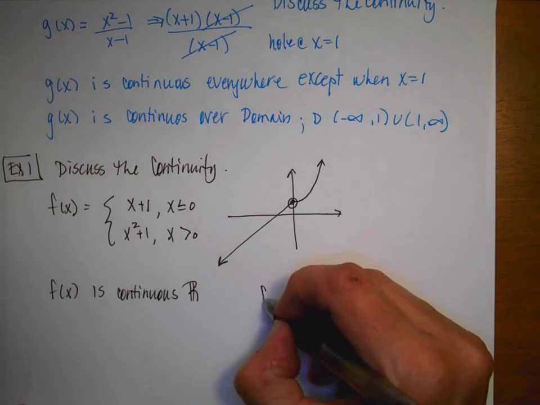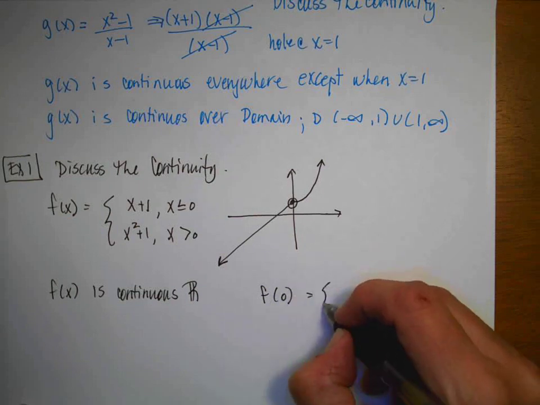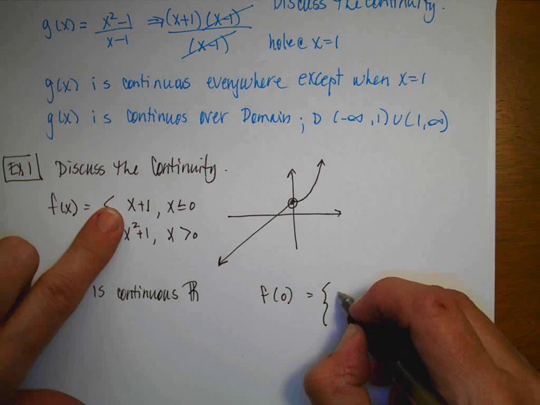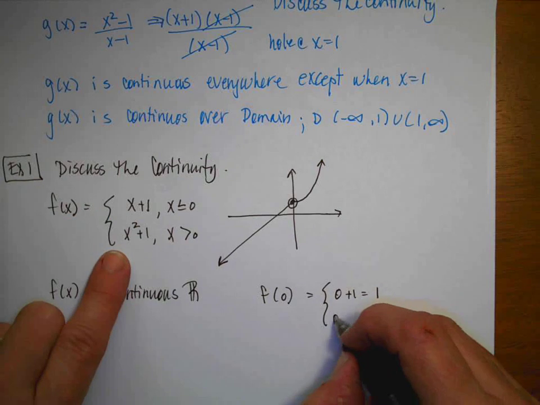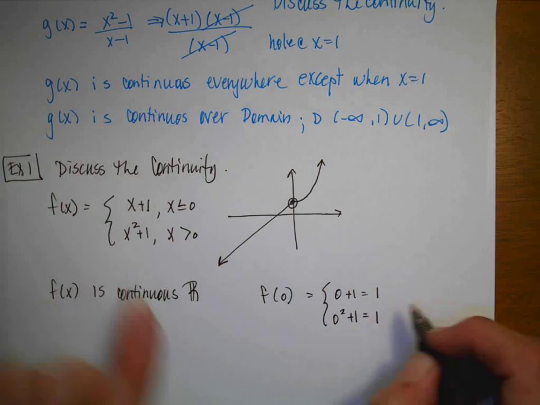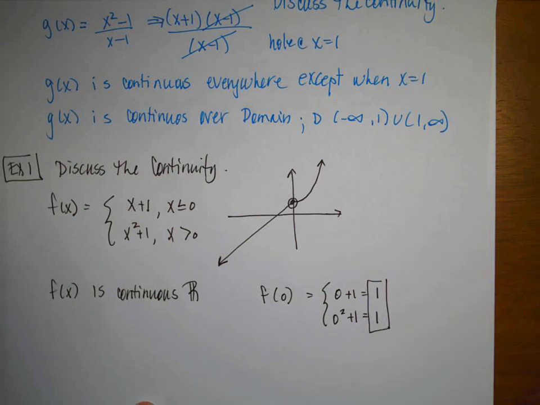And let me show you another way to do that. Let's evaluate the function at each piece, okay? So if I did 0 plus 1, I would get 1. And if I did 0 squared plus 1, I also get 1. Because the y values are the same, that's another way of verifying that the function is continuous.